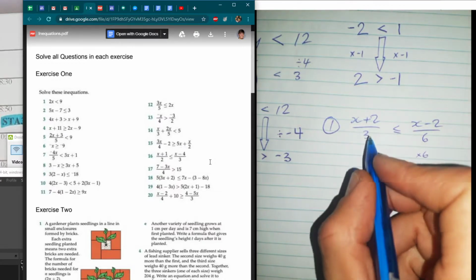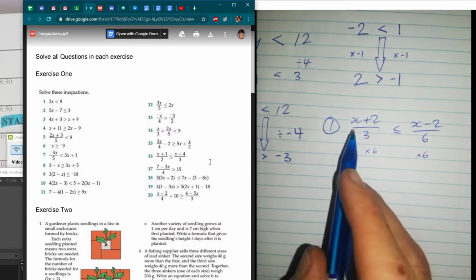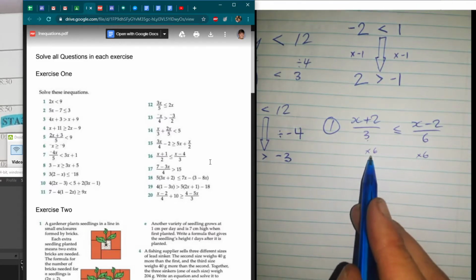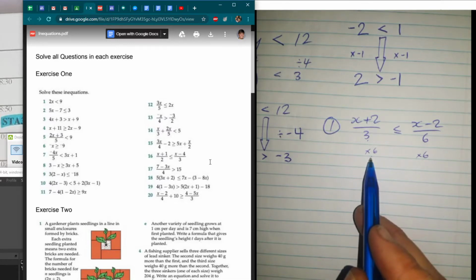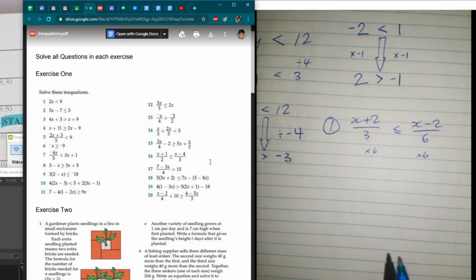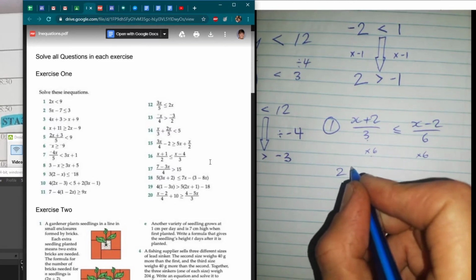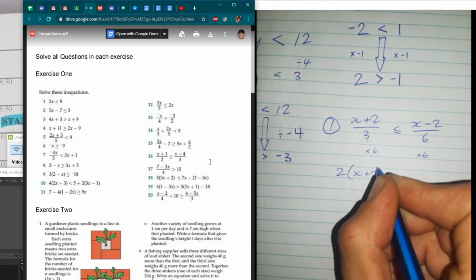So here, if I have x plus 2 divided by 3 times 6, so divide by 3 and times it by 6, we're still going to be left over with an extra 2 here. So it's going to be 2x plus 2. That's left over, right?